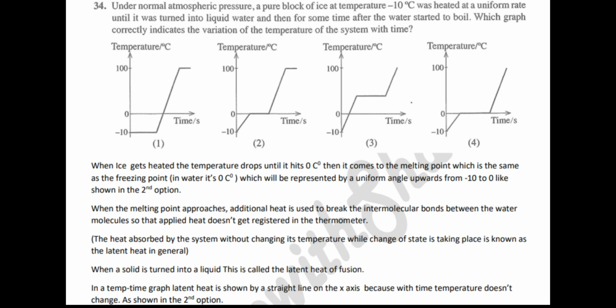In a temperature-time graph, latent heat is shown by a straight line. Okay, a straight line parallel to the x-axis, like we can see in the second option. When the temperature reaches 100 Celsius, the liquid water turns into gas. This also requires latent heat of vaporization, so the temperature does not get registered in the thermometer. Okay.